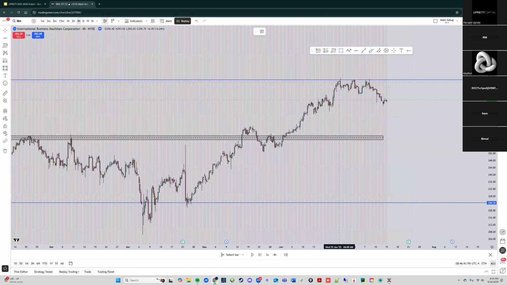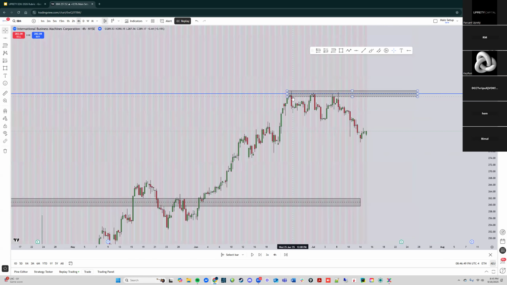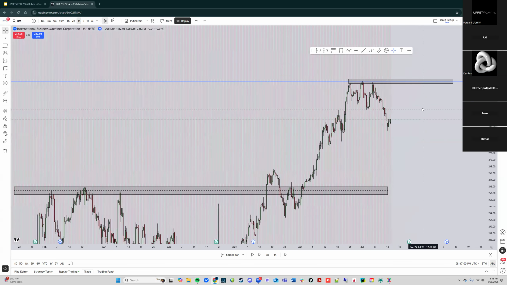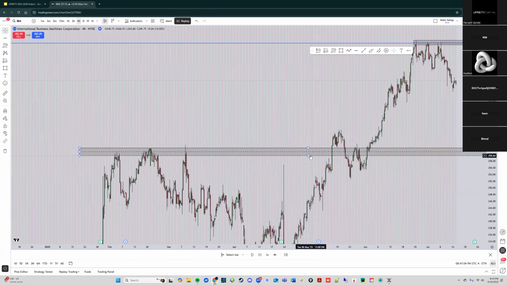Okay. I also think that we can make a zone right up here. Look how I'm making the zone. You see right here, we have this wick. I'm going to make this a little bit tighter and this becomes my zone. Okay. So I'm going to drag this all the way to the right again. I think this zone, we can make it a little bit tighter.